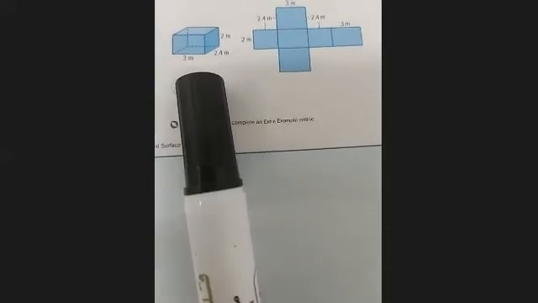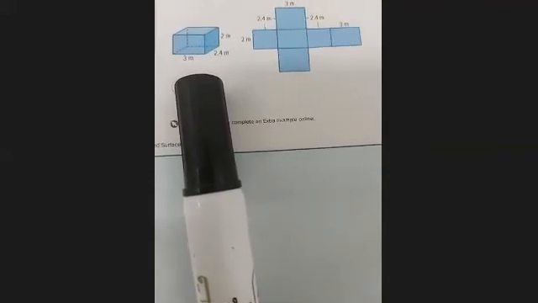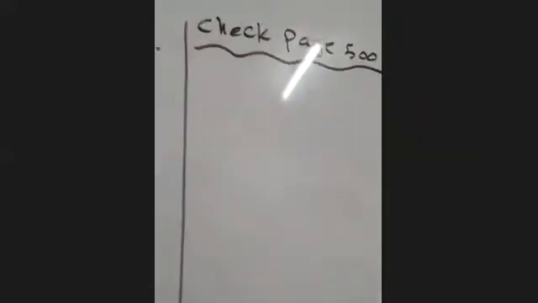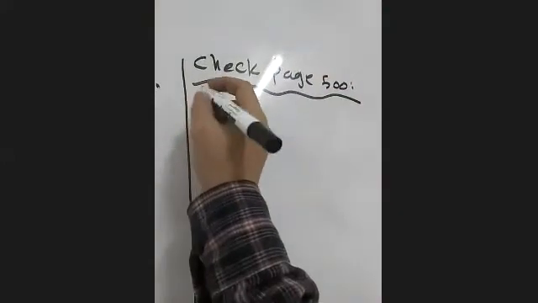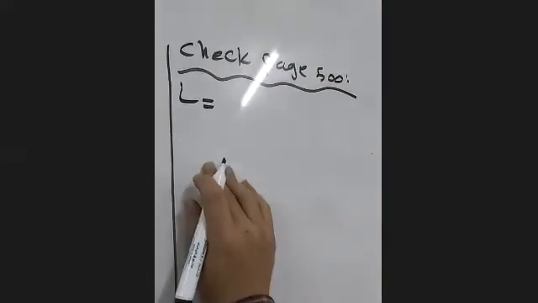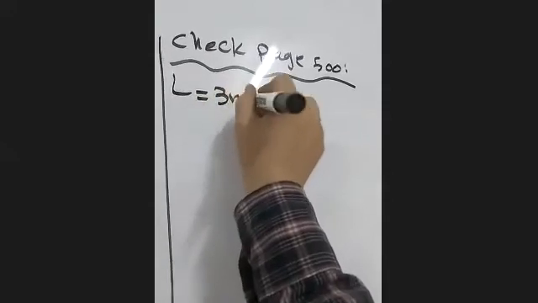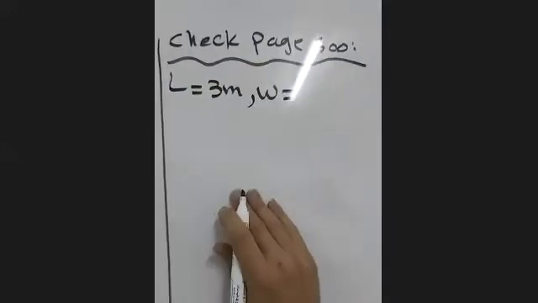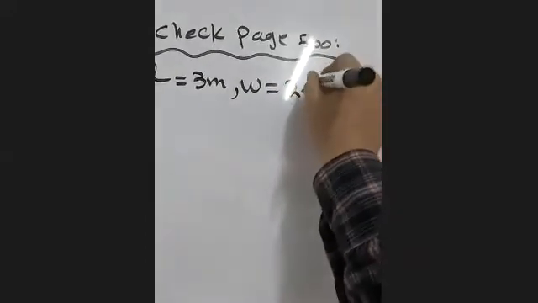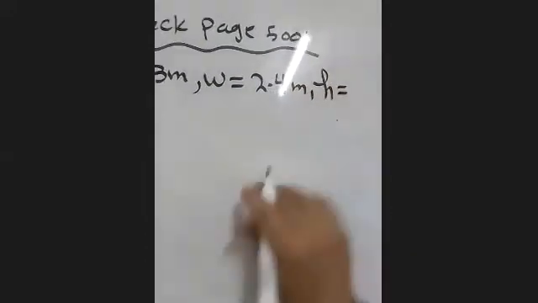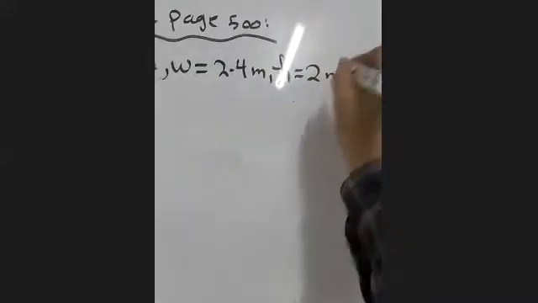Now, what's the length here? Yes, Mr. Shukri, what's the length? The length is 3 meters. And the width? 2.4 meters. And the height? 2 meters. So here we have the length, 3 meters, the width, 2.4 meters, and the height, 2 meters. Now we need to find the area.